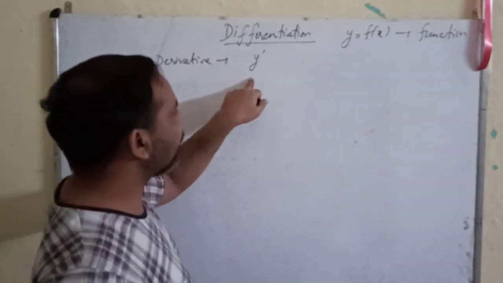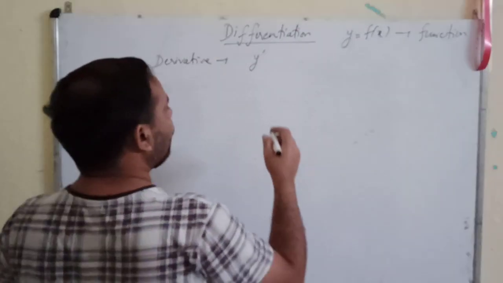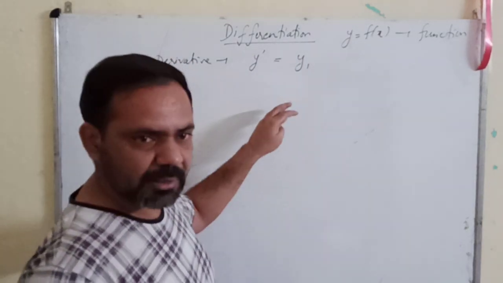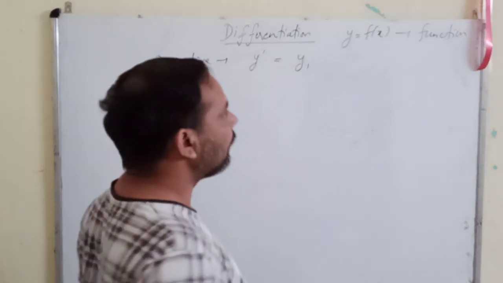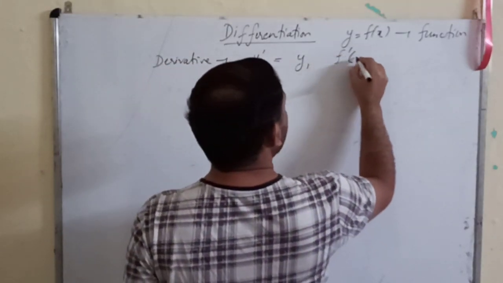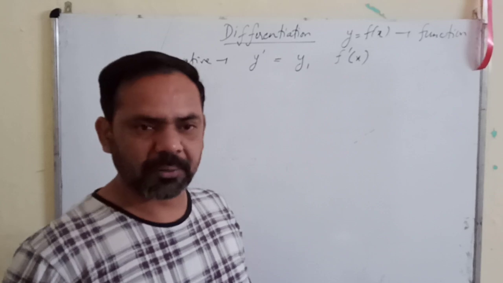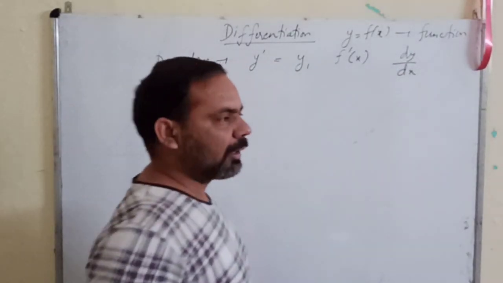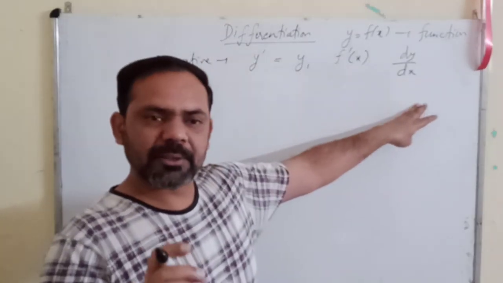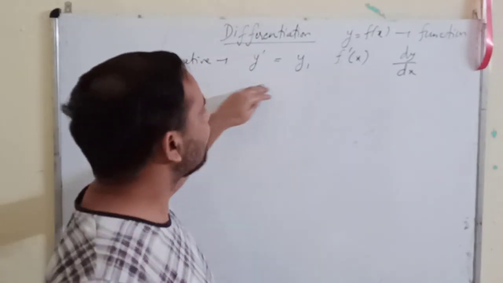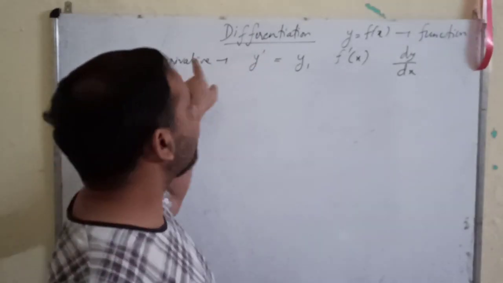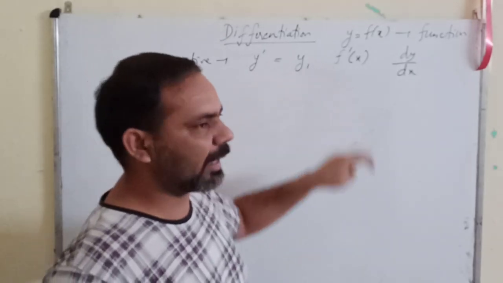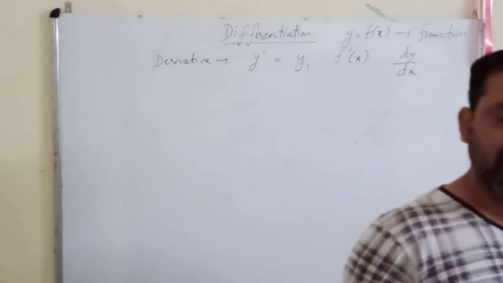So the derivative will be denoted either by y dash, or sometimes by y1. In some books it is denoted by y1, in some books as f dash x, and in some cases by dy by dx. All four notations mean the same thing: the derivative of the given function. Either you write y dash, y1, f dash x, or dy by dx.